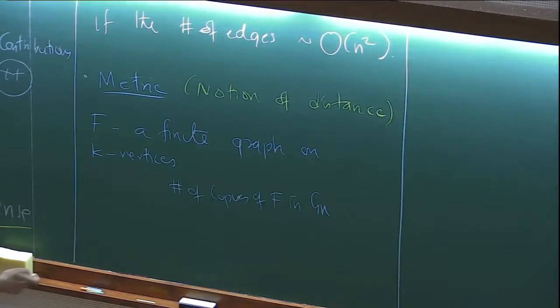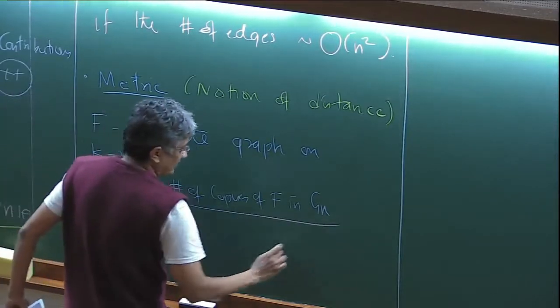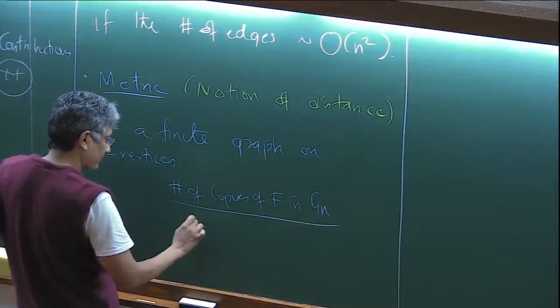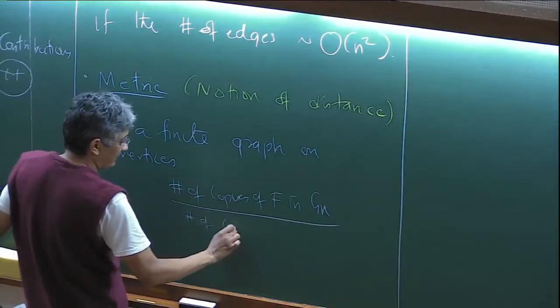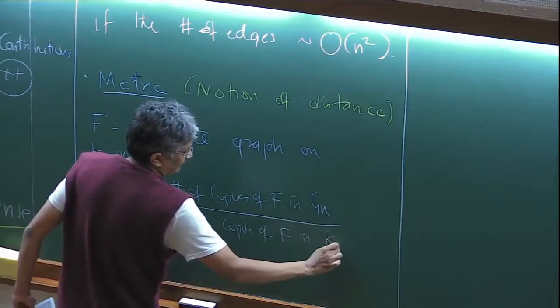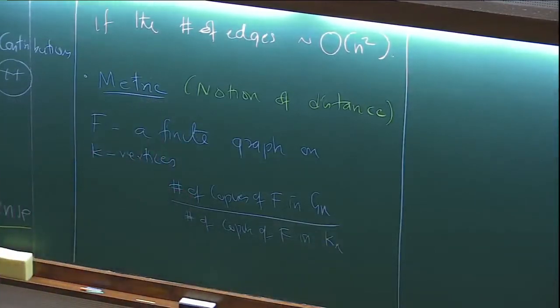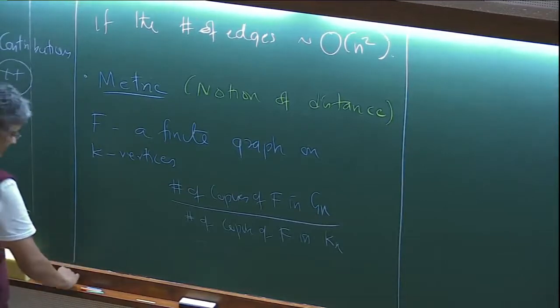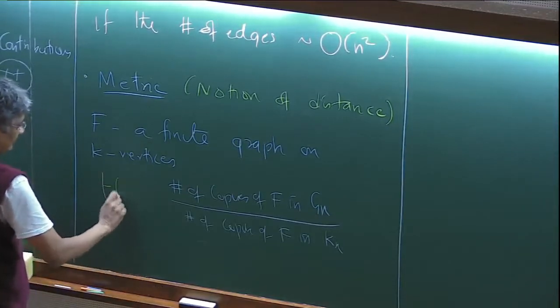So you want to make a density. You just normalize it by the number of copies of F in the complete graph Kn. So Kn is a complete graph, and it's like order n to the power k at the bottom. So this you call the subgraph density. You call this tF.